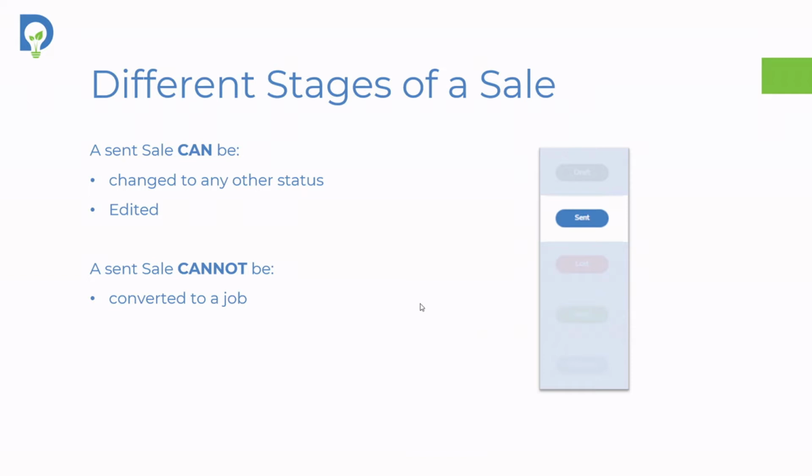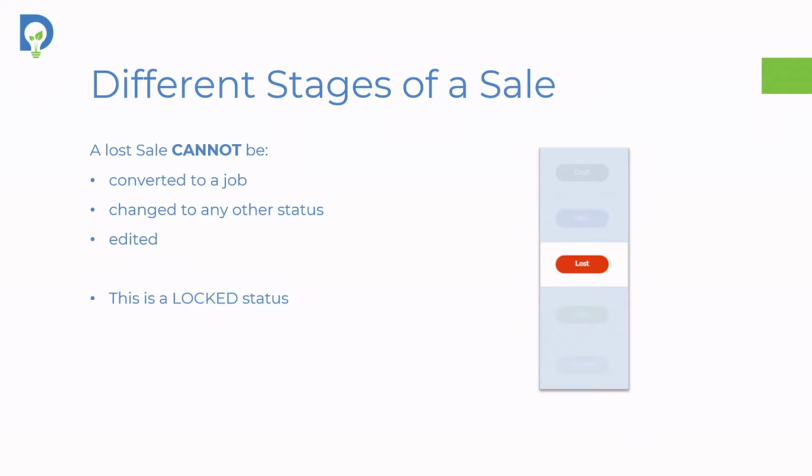Okay, so next on our list is sent. So the blue icon, sent. A sale that is in the sent status can be changed to any other status, and it can be edited, and it can be converted to a job, or it can be converted to an agreement. Very similar to draft. This is just a visual cue to let users know that it was in draft, that's when you're working in it. Now it's been sent. It's actually been sent to the client.